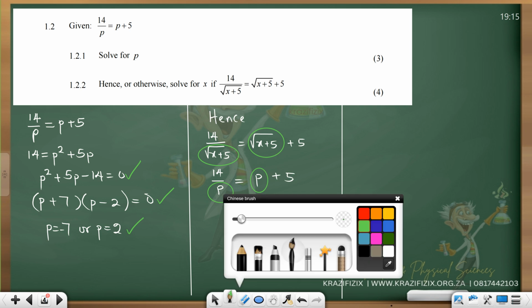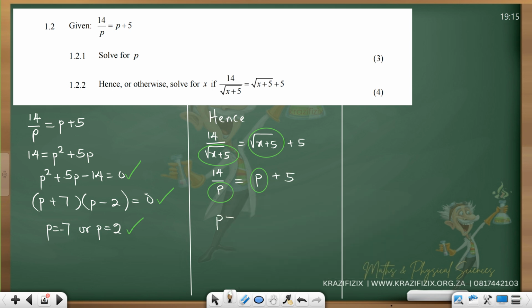So it means that what? P is equal to root of what? X plus 5. But what is P? I have a negative 7. So first answer, no solution there. I don't even need to work that out. Why? The square root of a number is not negative. The square root of a number is positive.